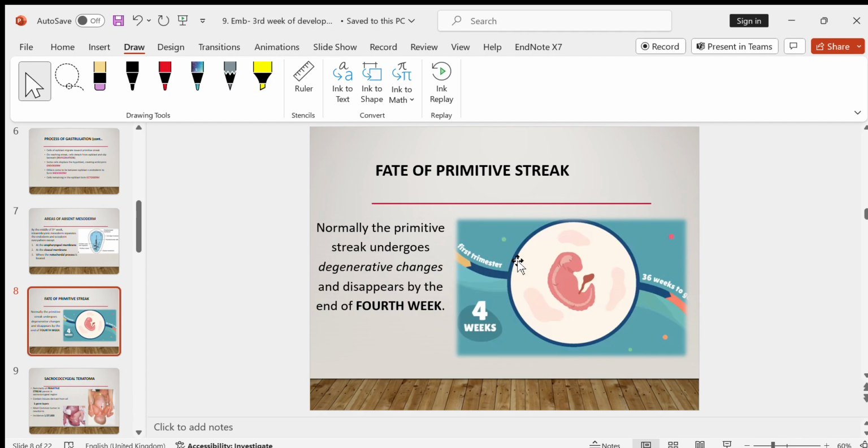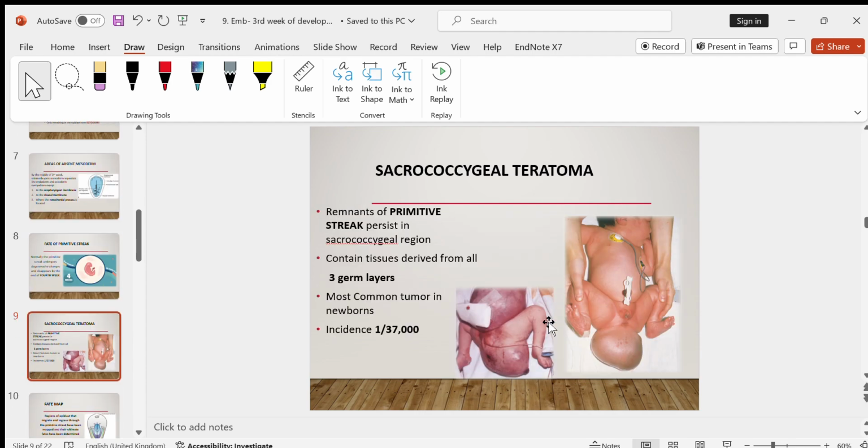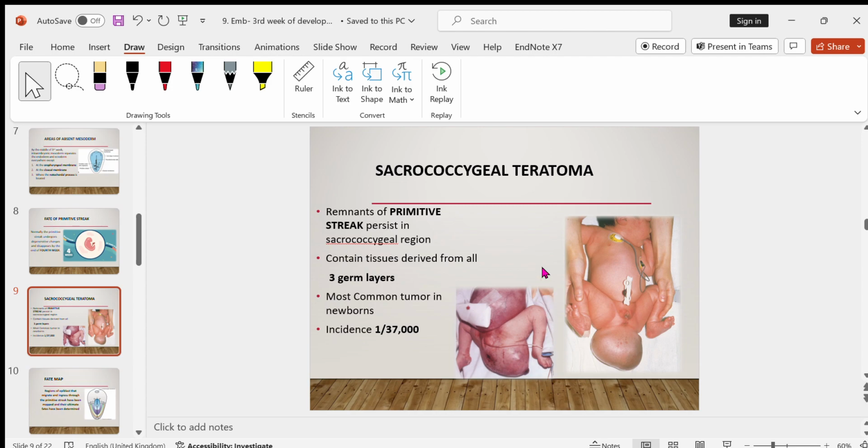So the fate of the primitive streak is that it degenerates eventually. In the embryo, it degenerates by the end of the fourth week of development. Now, there is a structure called the sacrococcygeal teratoma. As I've told you, the primitive streak degenerates eventually.